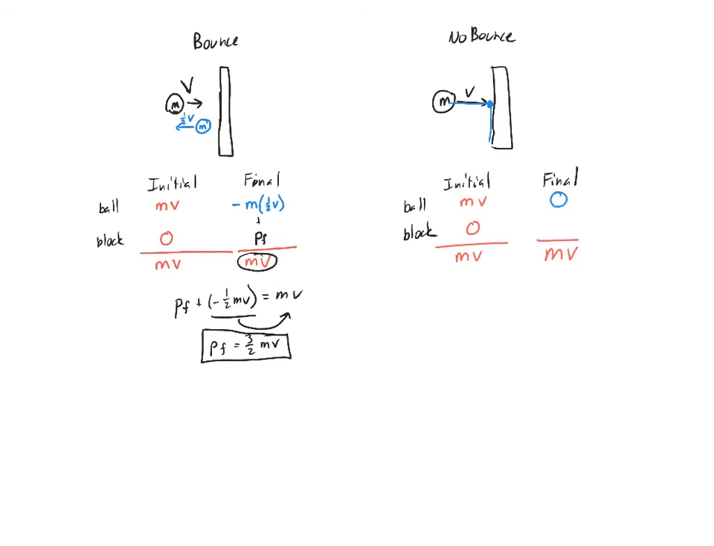Same thing as before, we're going to find the final momentum. We go 0 plus final momentum equals mv. And of course, that means that the final momentum of the block is going to be mv. And so what we see is that when the ball bounces, there's a larger change in momentum for the ball, and therefore a larger change in momentum for the block. There you go.